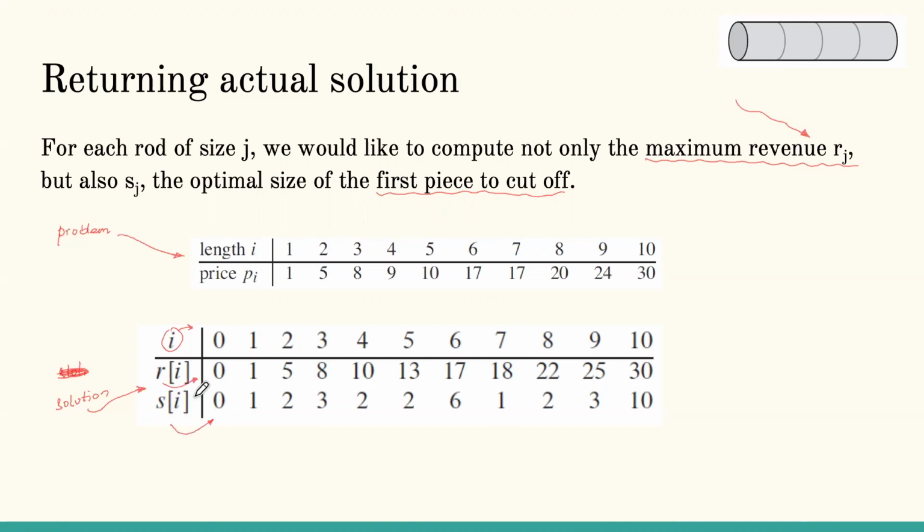Here's an example. If I have a rod of length 4, the maximum revenue I can make is $10, and the first place I should cut the rod is after 2. So if I have a rod of length 4 and I cut it at 2, that is the optimal cut to make the highest revenue, and the maximum revenue I can make is $10. So the solutions that we saw so far only give us these numbers, that is the maximum revenue. They don't give us the optimal place to make the first cut.